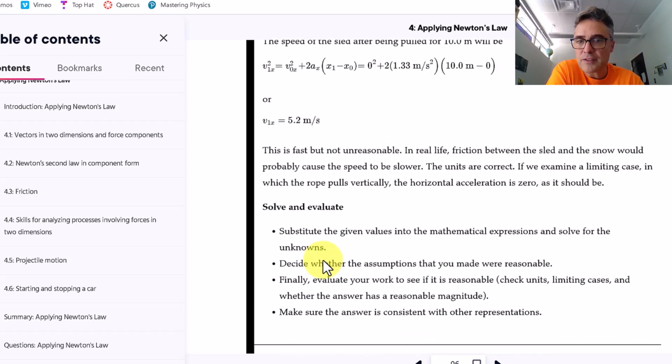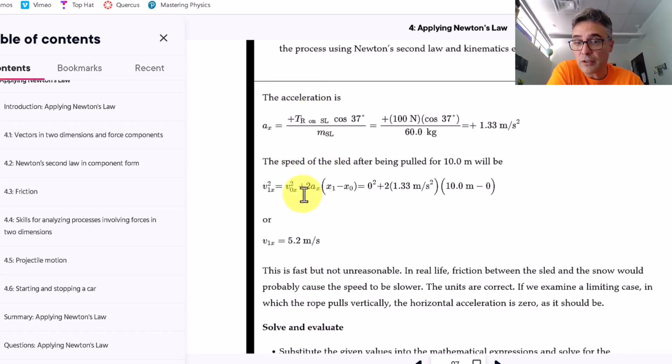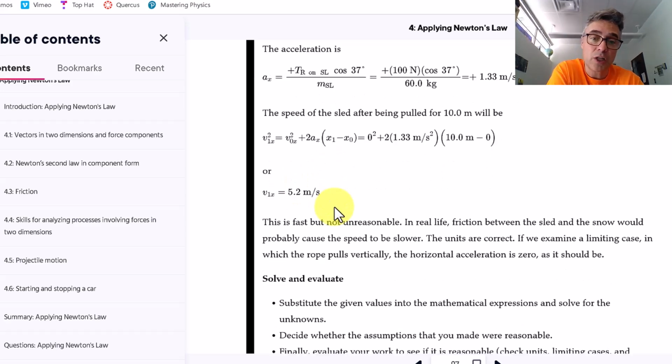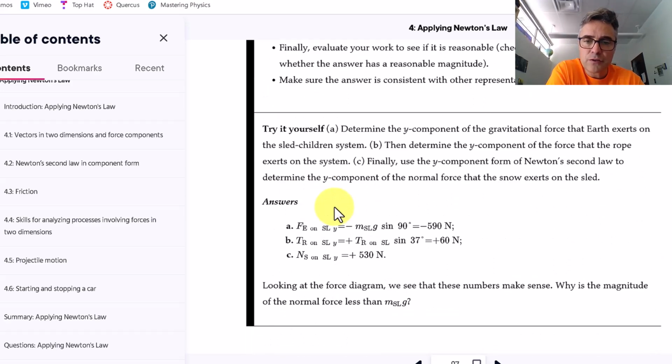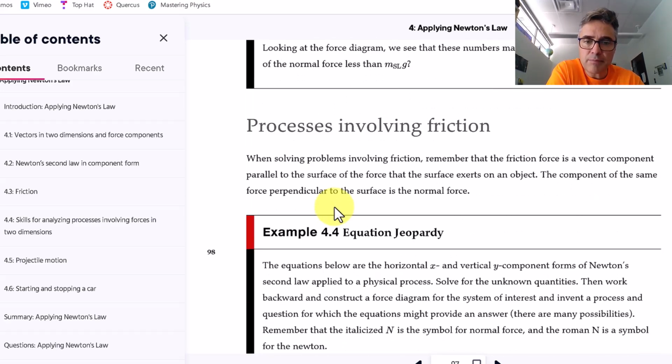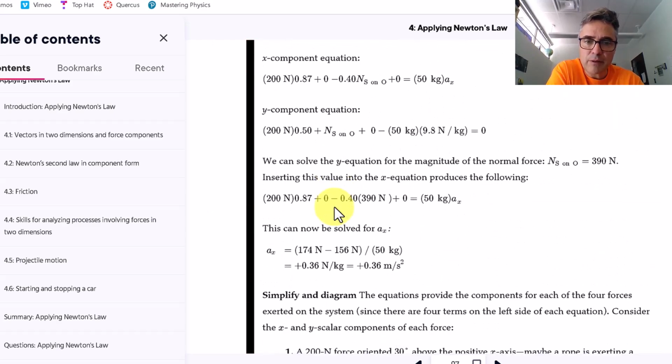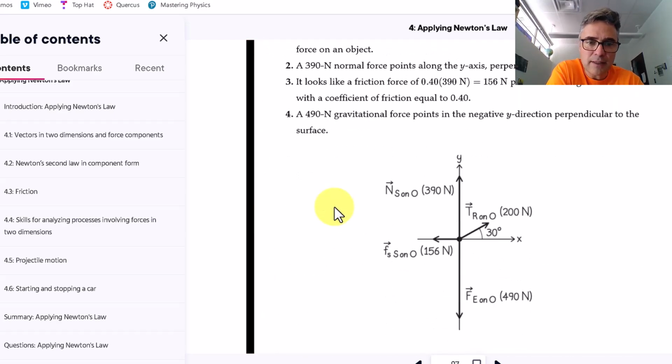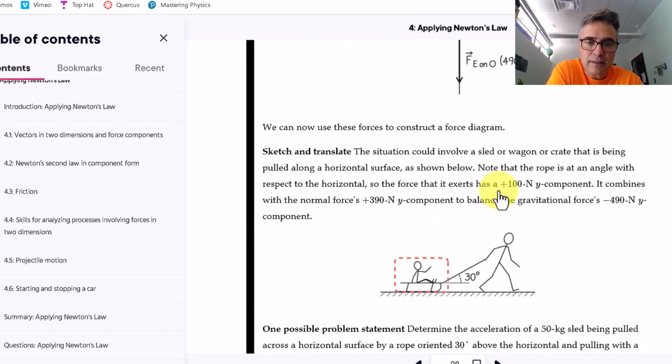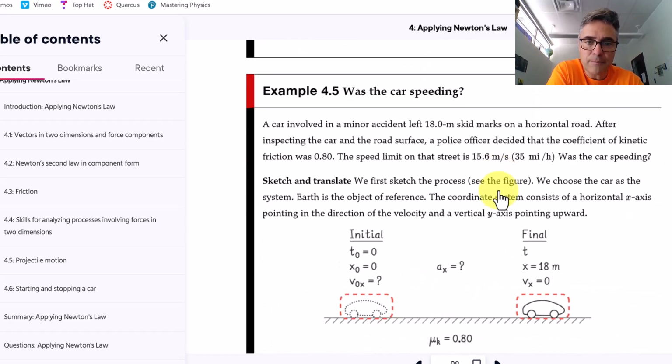Sometimes once you've got the acceleration, you can use kinematics equations to solve for velocity. So look at that example. There's some stuff about how you use your equations and how you set things up, again with the sled example.